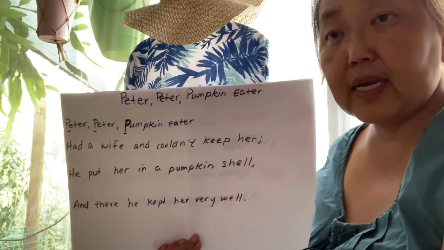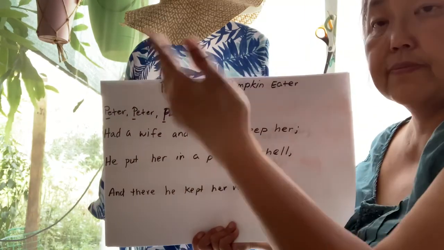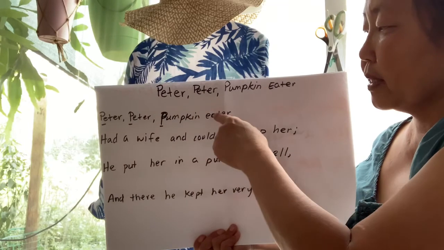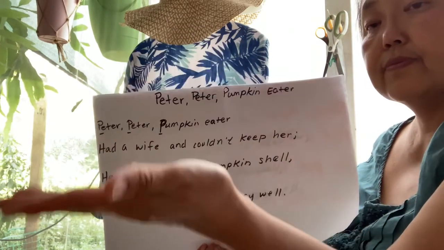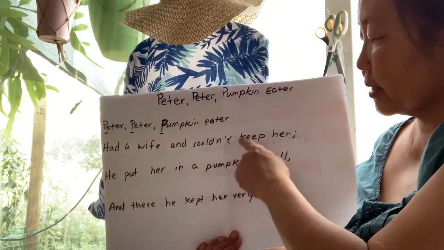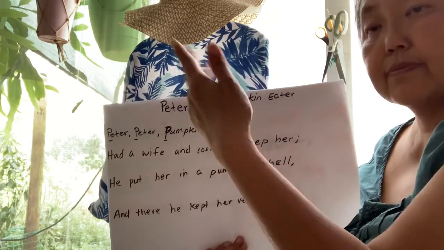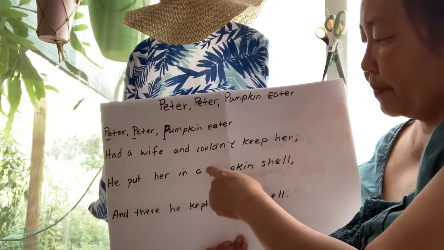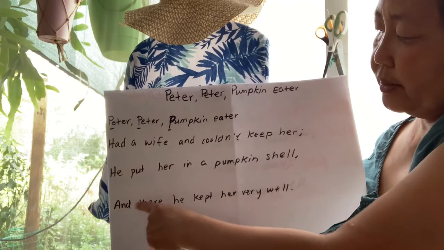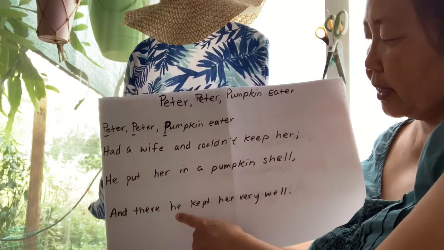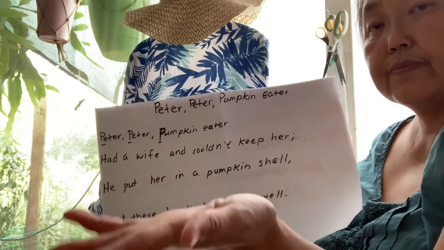Now I'm going to say it, and then you're going to say it, okay? Peter, Peter, Pumpkin Eater, had a wife and couldn't keep her. He put her in a pumpkin shell, and there he kept her very well.